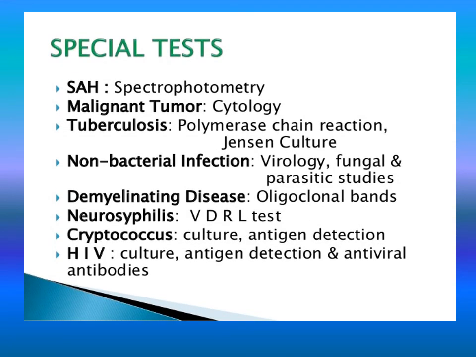Special tests: in case to rule out subarachnoid hemorrhage, spectrophotometry; malignant tumor, cytology; tuberculosis, polymerase chain reaction, Lowenstein-Jensen culture; non-bacterial infection, virology, fungal and parasitic studies; demyelinating disease, oligoclonal bands; neurosyphilis, VDRL test; and cryptococcus, culture and antigen detection; and in HIV, culture, antigen detection and antiviral antibodies.